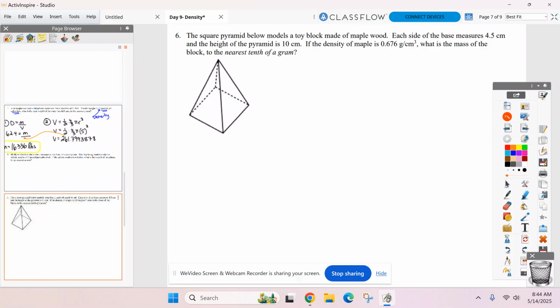All right, couple things. It says each side of the base measures 4.5 centimeters. Yeah. It's a square base. And the height is 10. Remember, there's 2 heights in a pyramid, slant height and this height, which is the Mission Impossible height, apex down, 10 centimeters. And lucky for us, I come out and just tell you the density. I don't try to hide it by the units. I'm telling you it's 0.676. How much does this bad boy weigh?